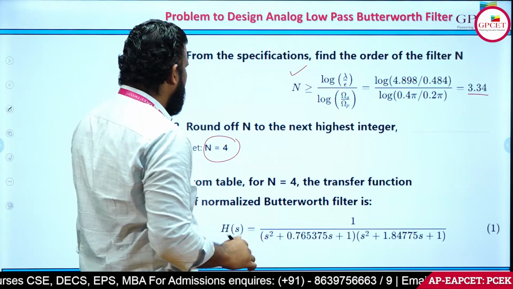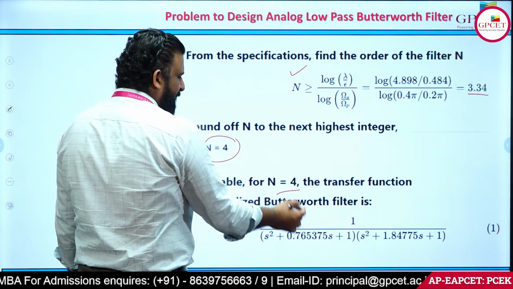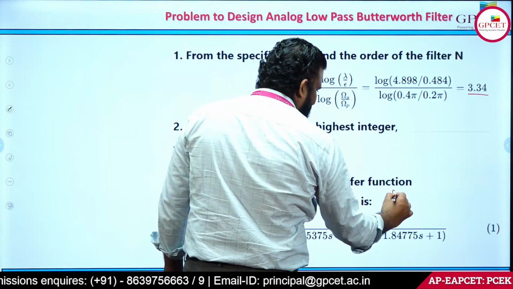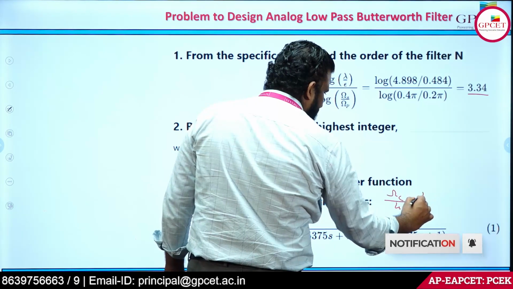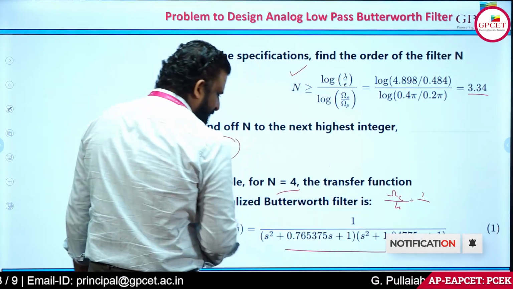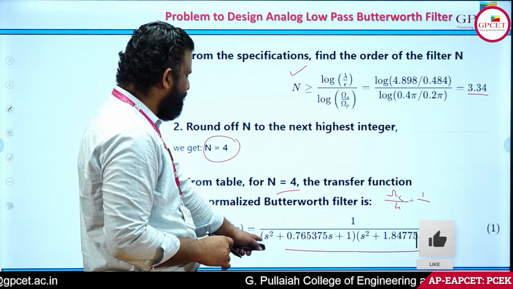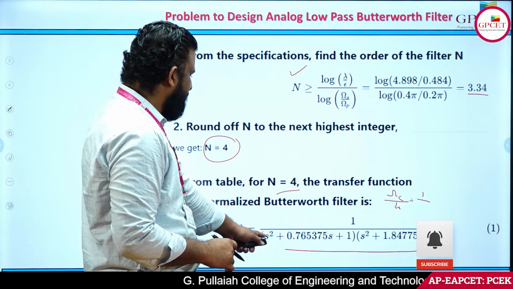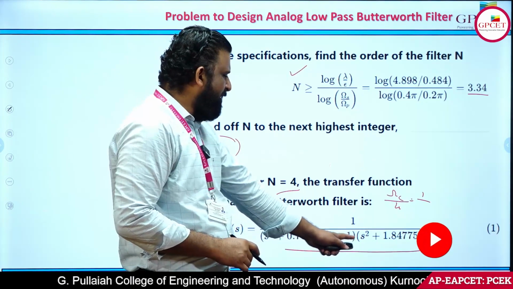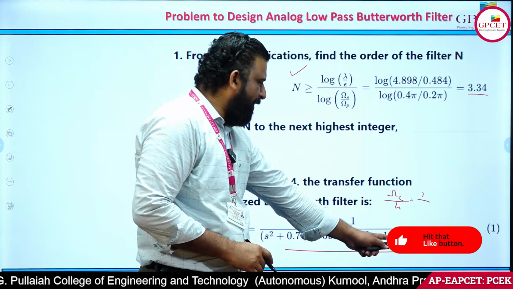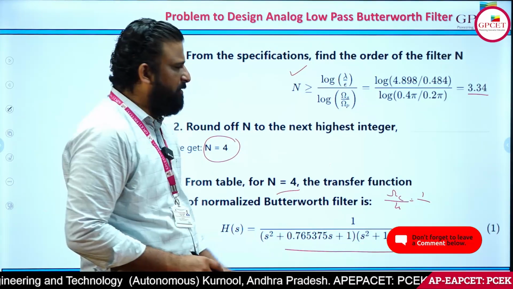Third step, what we are going to do? What are the factors belonging to that particular value n is equal to 4? That I have taken here. That is H(s) equal to 1 divided by the factors related to the value n is equal to 4. We just saw that in the tabular column: for n is equal to 4, the factors are s square plus 0.76 s plus 1, into s square plus 1.84 s plus 1. These are the factors related to the value n is equal to 4.